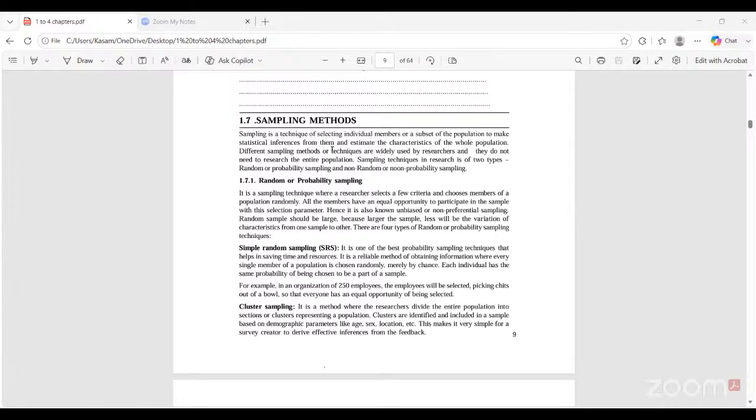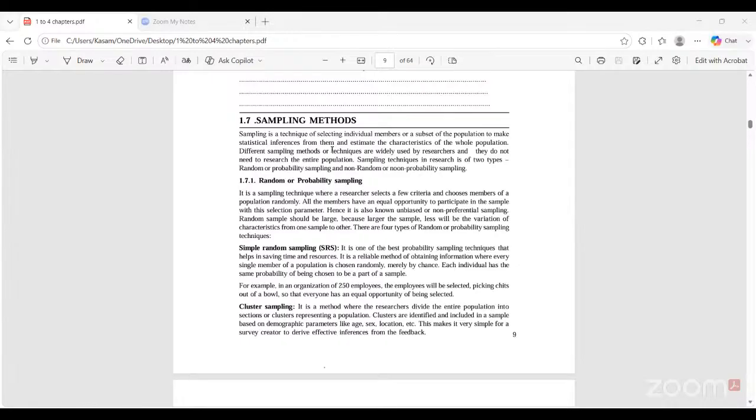Simple random sampling, SRS. See here what is simple random sampling. It is one of the best probability sampling techniques that helps save time and resources. It is a reliable method of obtaining information where every single member of the population is chosen randomly, merely by chance, and each individual has the same probability of being chosen as part of the sample.